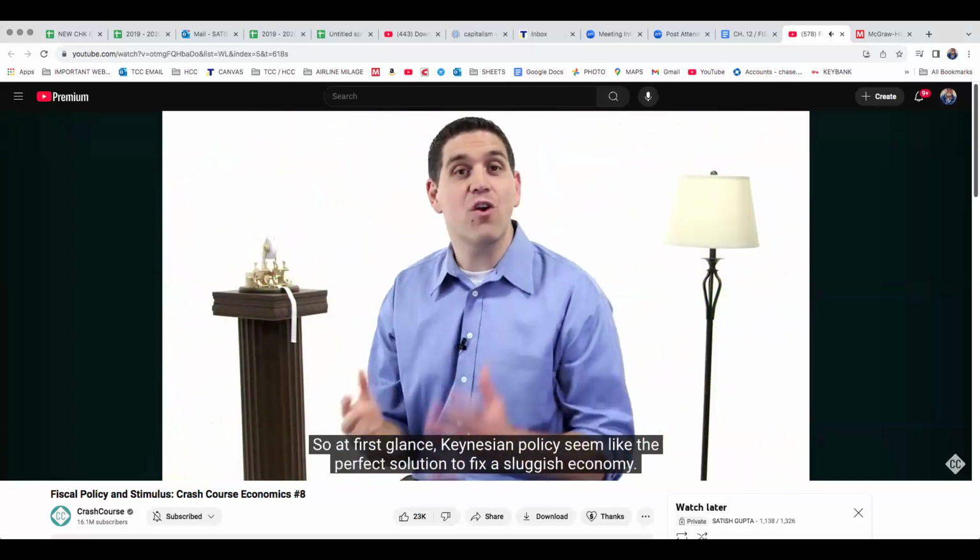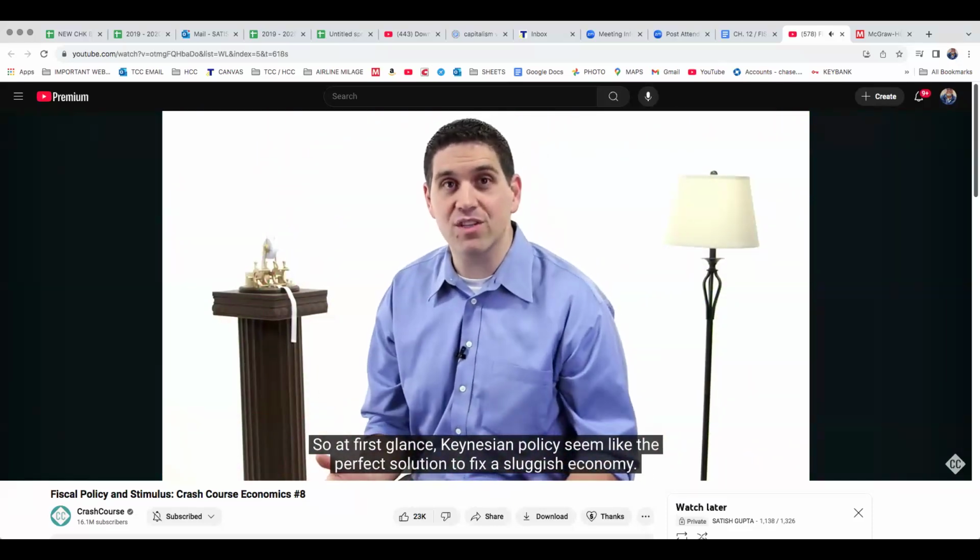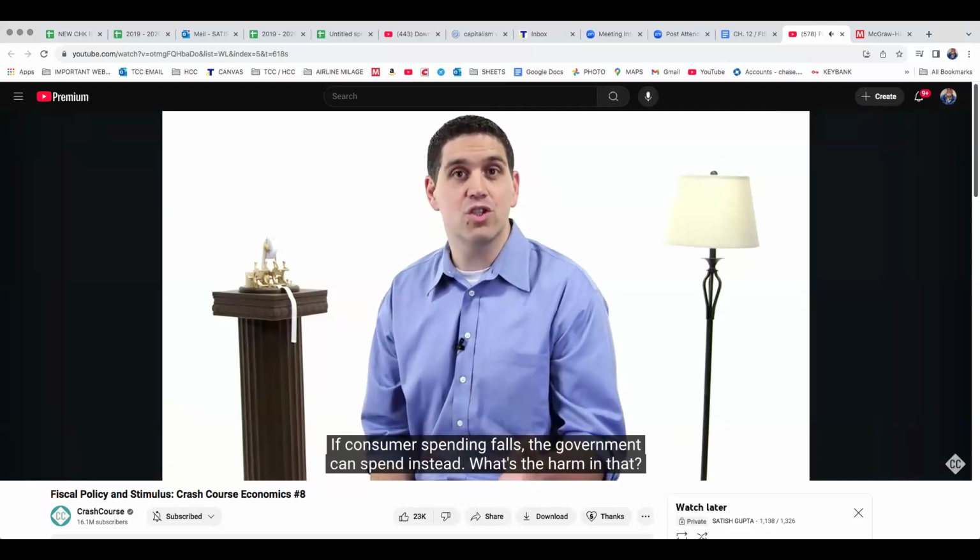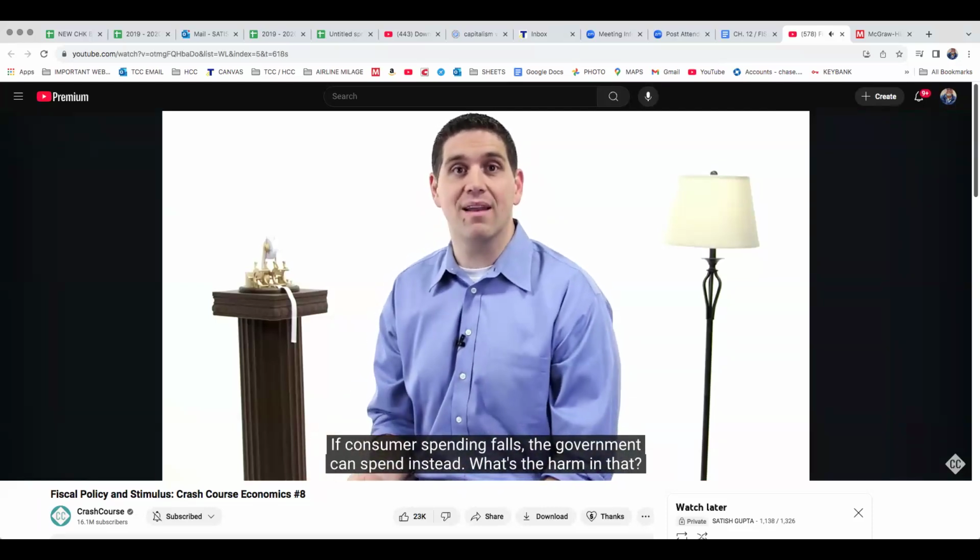Thanks, Thought Bubble. So at first glance, Keynesian policies seem like the perfect solution to fixing a sluggish economy. If consumer spending falls, the government can spend instead. What's the harm in that?